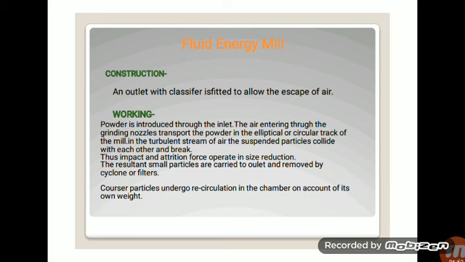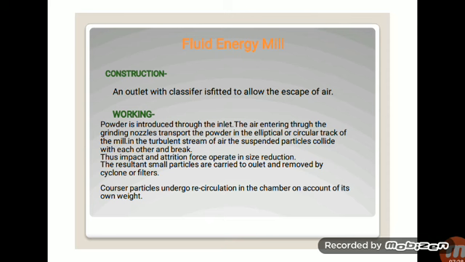The summary of this slide: first you have to introduce the powder through the inlet, and through the grinding nozzles the air enters. Due to the air, the powder is transported through the elliptical or circular mill. Due to the turbulent stream of the air, the suspended particles collide with each other and breakdown takes place. Thus, impact and attrition forces operate in size reduction.